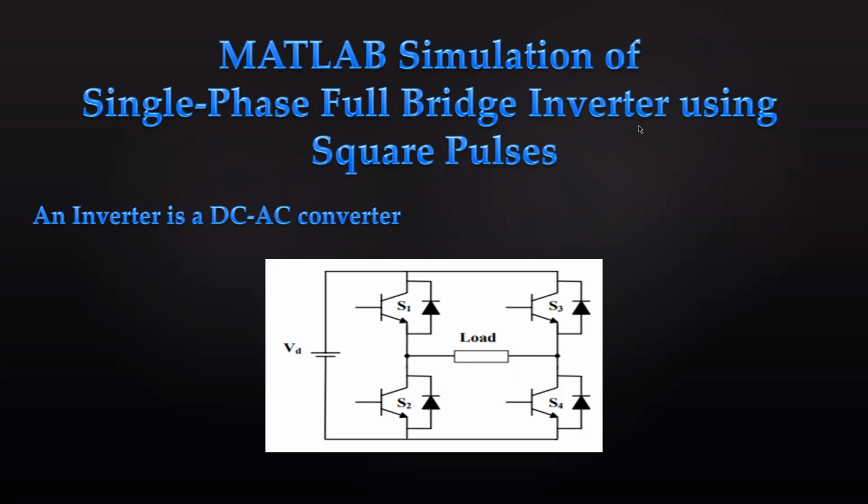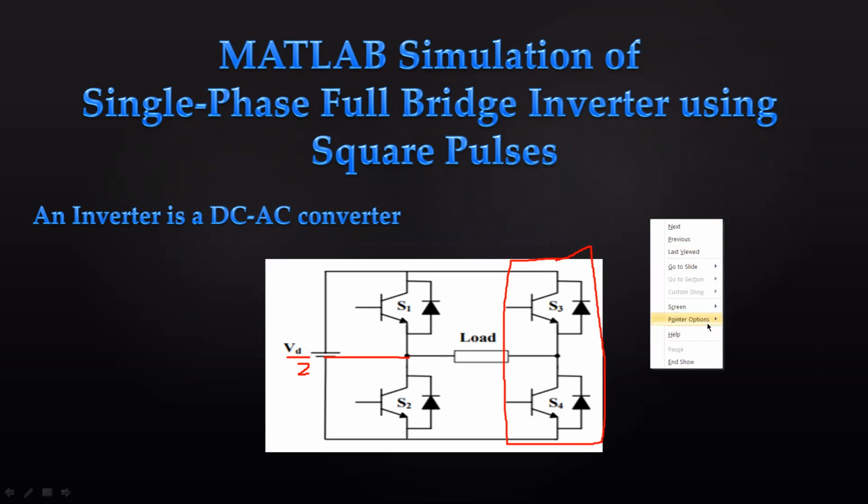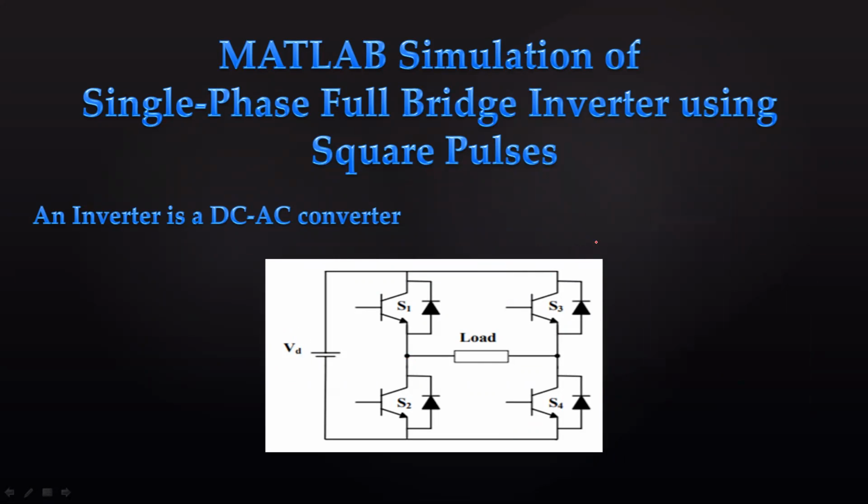So an inverter is a DC to AC converter, right? In the earlier video, you have seen that we were only using two semiconductor switches, and the voltage is divided into two parts, VD by 2 and VD by 2. The load is connected in between that voltage, right? So here we will not do anything like that.